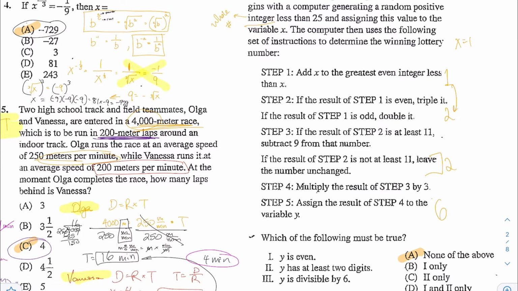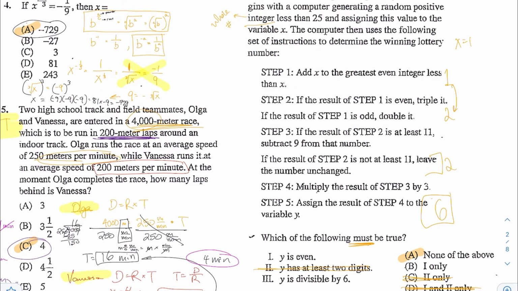So you have to reach 6. Here, if we choose 1, it's even. It doesn't have to have at least 2 digits, so we can eliminate that, because it says it must be true. We disproved Roman numeral number 2. It doesn't need to have 2 digits. Our winning number was 6, which is even and also divisible by 6, but it's not 2 digits. So all the choices with a 2 in it are wrong. So C and D are wrong.